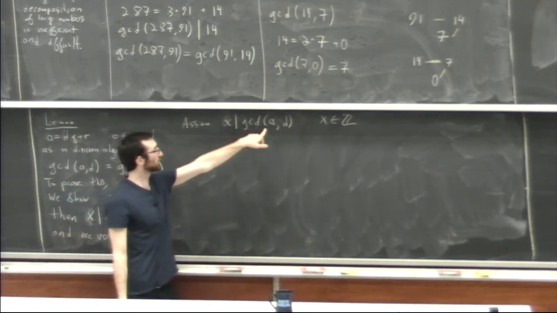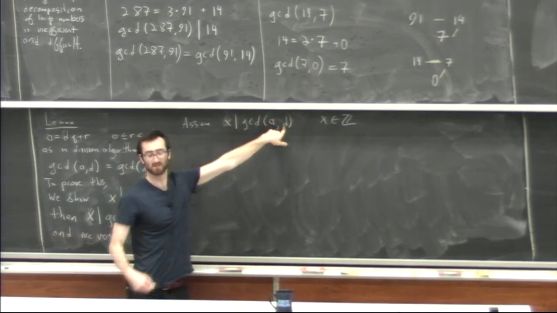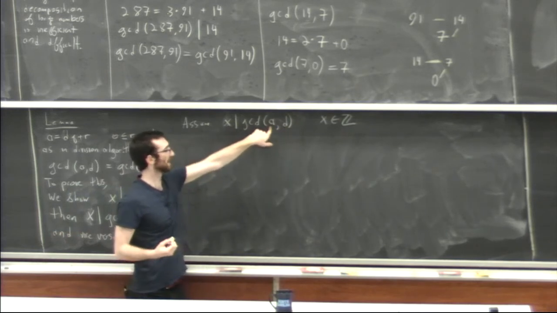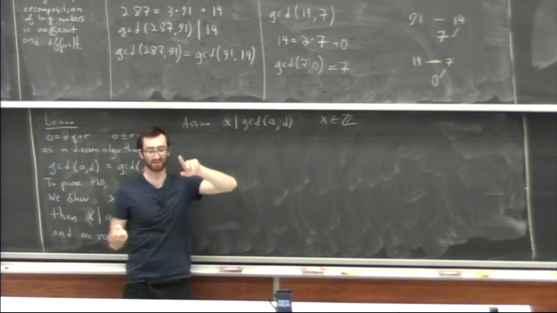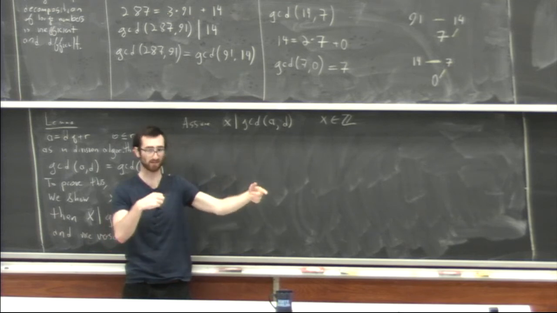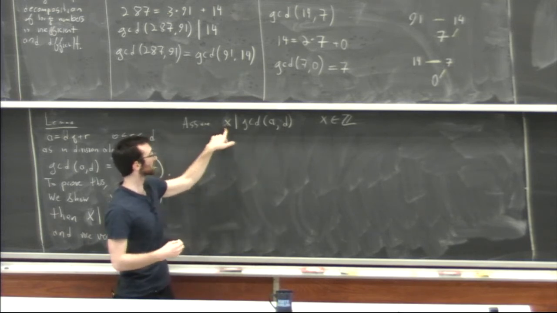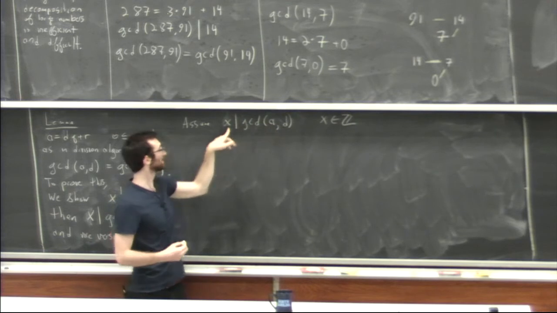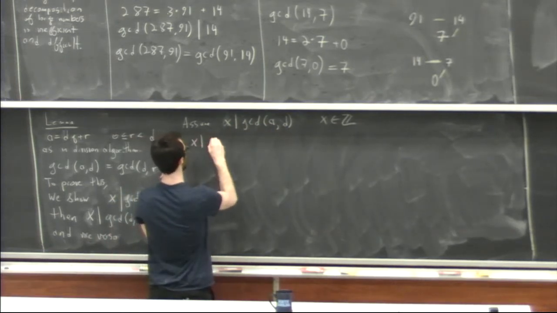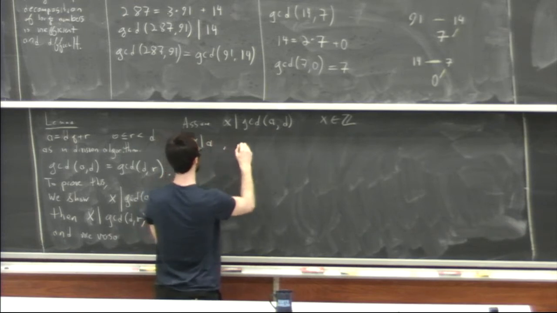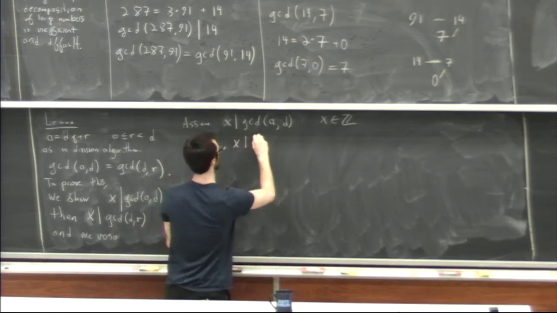But dividing the GCD of A and D means dividing some number that divides A and dividing some number that divides D. And by the fact that if A divides B and B divides C, then A divides C, what we see is that X must divide A and X must divide D. X divides A and X divides D.